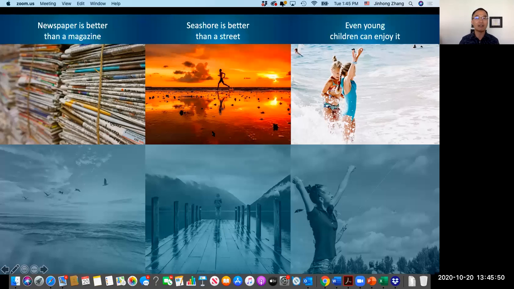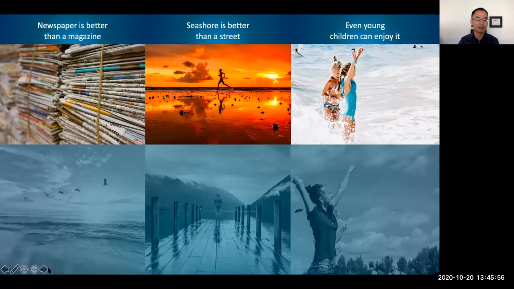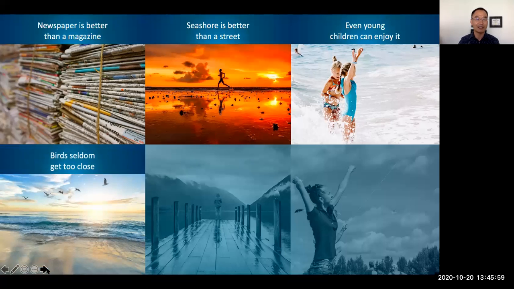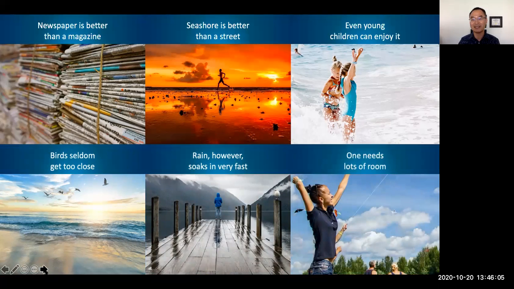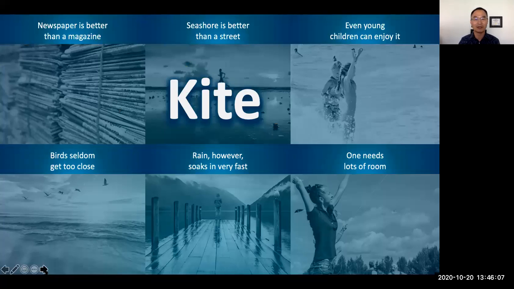Newspaper is better than a magazine. Seashore is better than a street. Even young children can enjoy it. Birds seldom get too close. Rain, however, soaks in very fast. One needs a lot of room. Well, now let's read it.